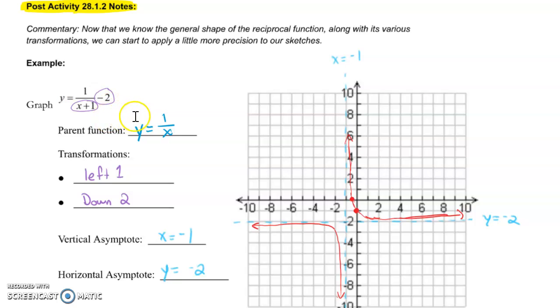Okay. So one of the things, and this is how it's going to be asked of you on any assessments: what is the parent function? It's not 1 over x. It's y equals 1 over x. That matters. Okay. We can identify our transformations.